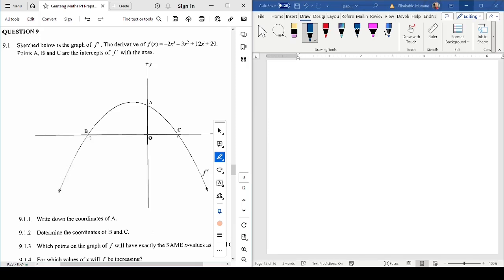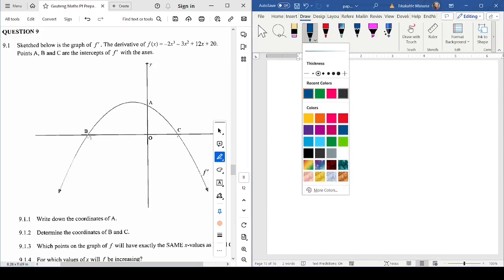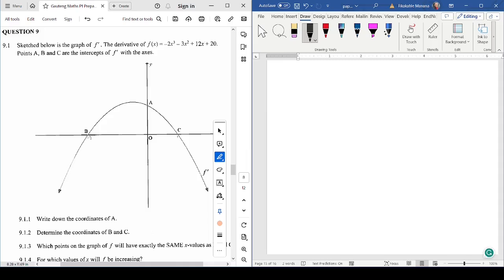Well, we are now on question number 9. Okay, let us get right into it. So, the sketch below is the graph of the first derivative, the derivative of this cubic function right there. Points A, B, and C are the intercepts of the derivative with the axes. So I can see A, B, and C. I think that's a -2 there. That's a 1. I don't know. Oh, it wasn't given.